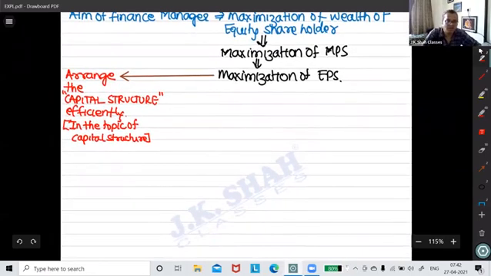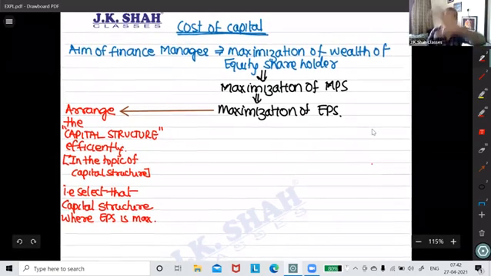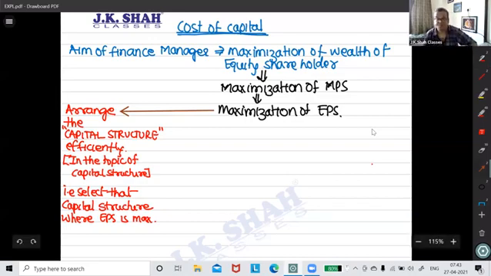Okay, what was our conclusion? That is, select that capital structure where EPS is maximum. Correct, guys? So, few things we need to understand. Overall picture: the aim of the finance manager is maximization of wealth of equity shareholder. That's the ultimate target with which he moves. That is obviously maximization of MPS, which happens when there is maximization of EPS. These are all efforts for that only. One aspect is that you arrange the capital structure efficiently, where EPS is maximum. Another approach is also there.